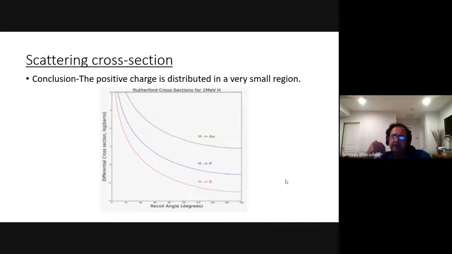Now, he then tried the same experiment first with gold, then with phosphorus, then with boron. He found that these recoil angles with gold were the highest, and that corresponded to the atomic number of gold, 87, lower with phosphorus, and even lower with boron, because boron is 5, right? Boron is 5.